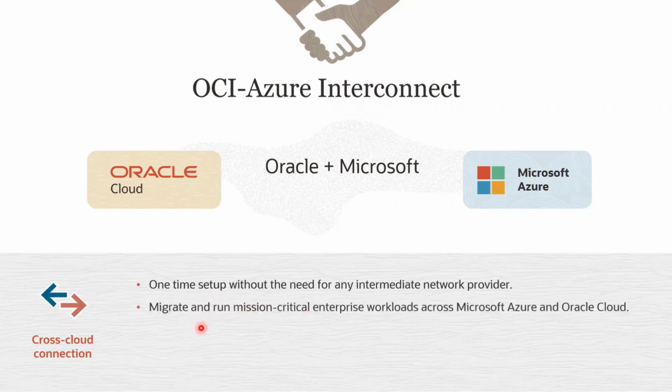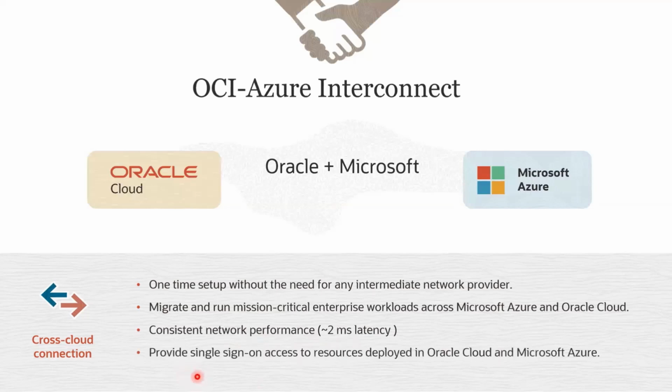The cross-cloud direct connection also helps you migrate to the cloud or build cloud-native applications by using the best of OCI and Microsoft Azure. Now, as it is a private connectivity between Oracle Cloud Infrastructure and Microsoft Azure, you get consistent network performance, which is around 2 millisecond latency.